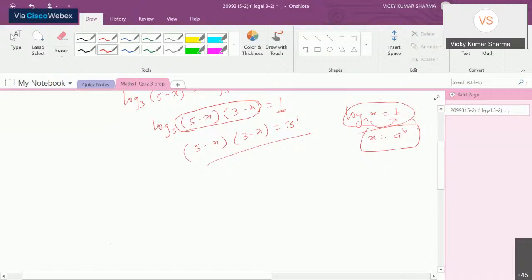Sir, assume 5 minus x into 3 minus x is 0. Sorry, 3 raised to the power of 0, I will get 1, right? No. How can log of something be 0? Log of 1 is 0, okay, Srinath? Oh, okay. I was thinking the opposite.